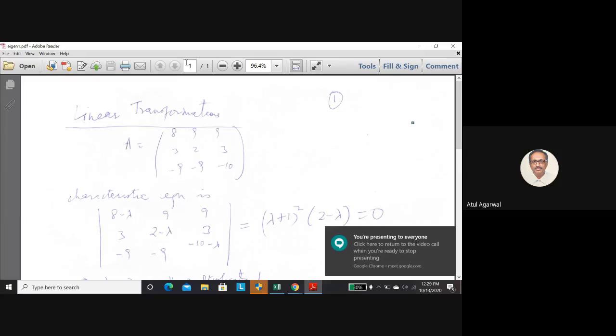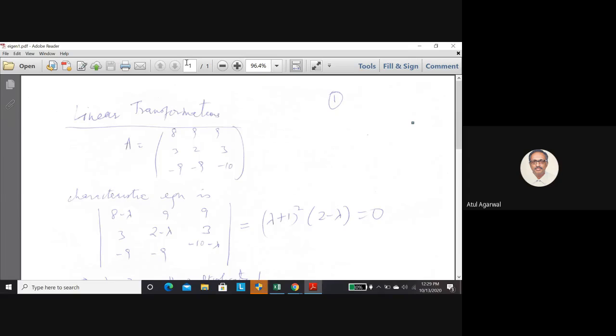y is equal to Ax, where A is a matrix and x and y are vectors. You must have seen it in your mathematics course. So we have a linear transformation and the matrix is given by this. I have taken an example.